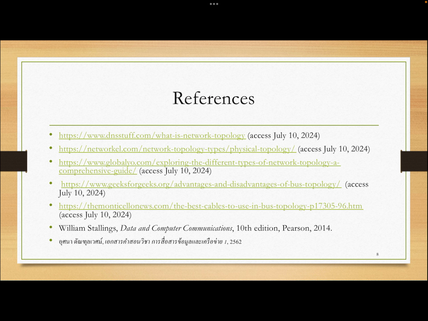For the next clip, we will talk about star topology, like other topologies. I try to update the information on this. You can also keep updating.